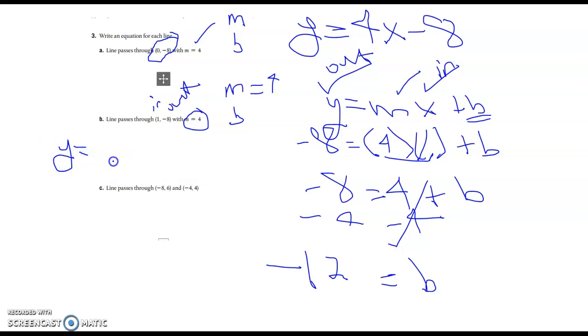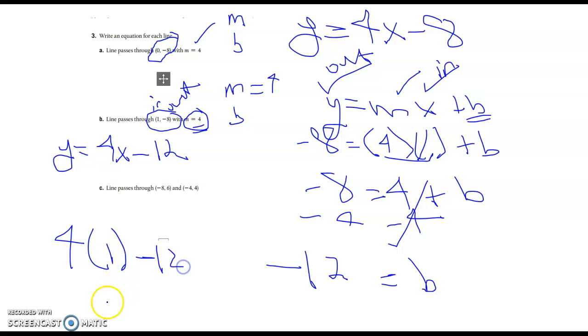So y equals, your rate always goes by a variable, and then your starting amount is its own little deal here. And if you put plus a -12, that's fine. All right, so is my slope 4? Yeah. Okay, now, does this work? So let's just check it here. If I sub in 1 for my input, I would get what? 4 minus 12 is a -8. Is that the right output? Yes, it is. And so I can get it that way.